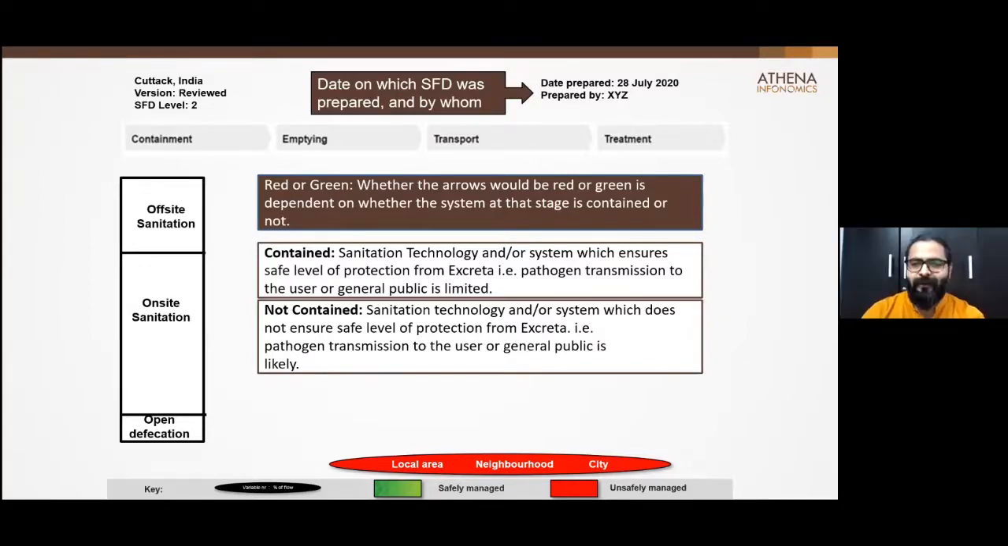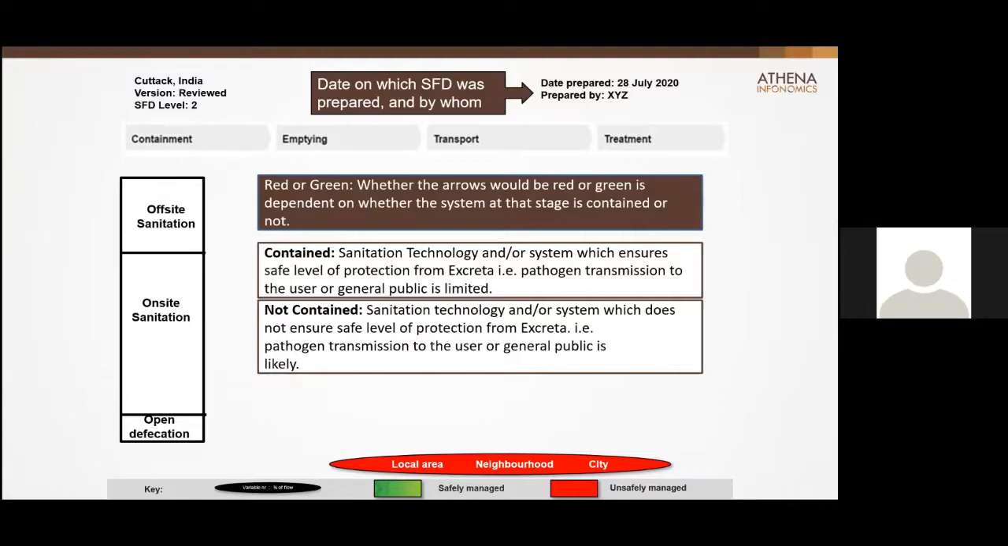Okay. So in the interest of time, I would really like to spend a couple of minutes on the graphic generator. I think this is the most crucial part, which tells us whether an arrow is red or green. We ask ourselves whether or not pathogen transmission can be limited. So maybe I'll ask a small question here and somebody can answer. What do you think about a septic tank connected to an open drain? Can you call it a contained system or a not contained system? Anybody can answer, please. Not contained.